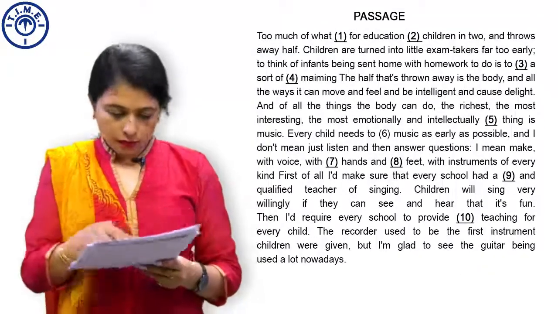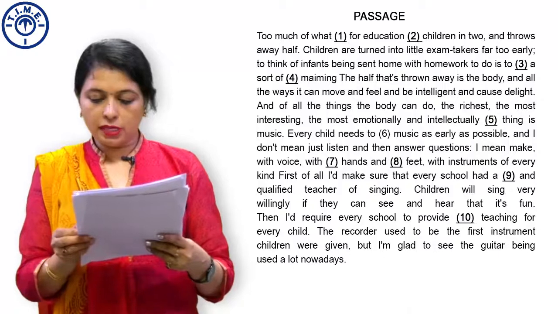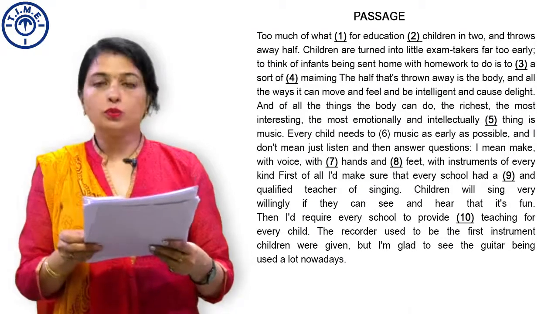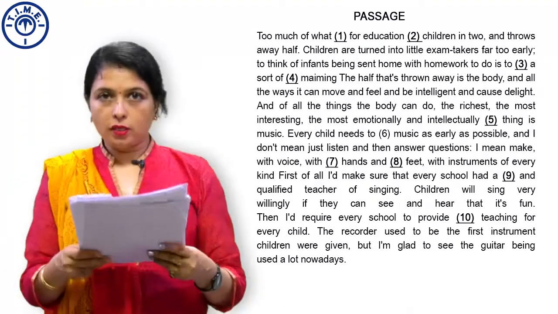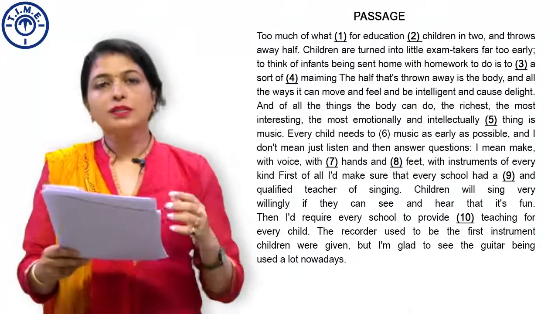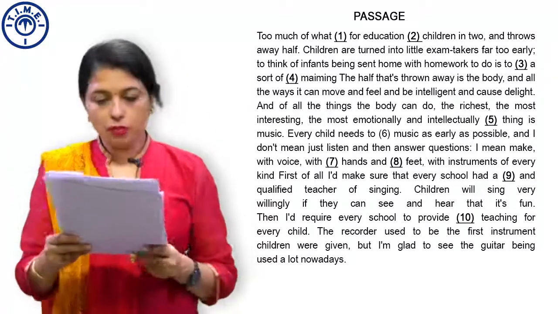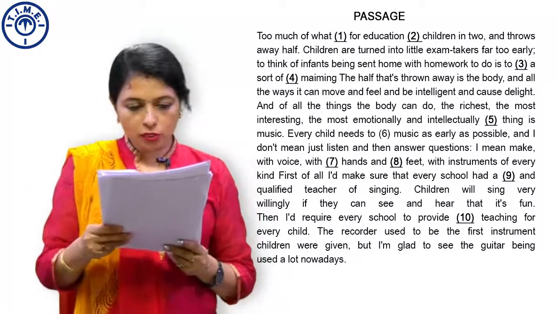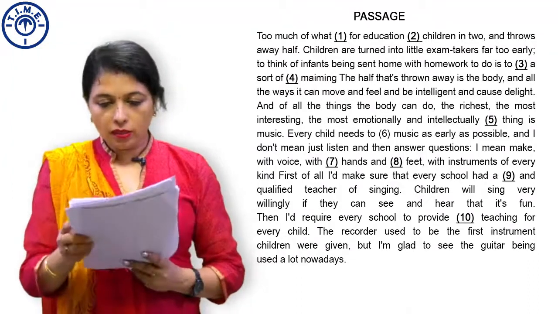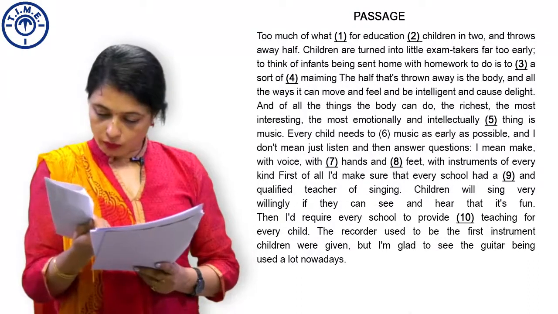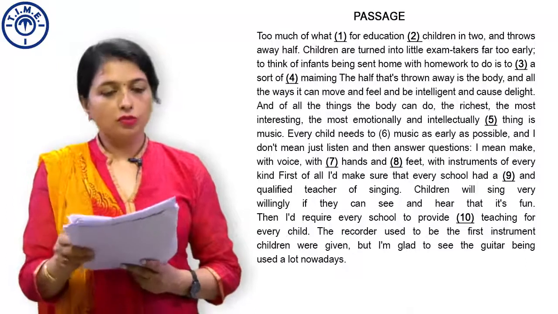The next one says, the half that's thrown away is the body and all the ways it can move and feel and to be intelligent and cause delight, and of all the things the body can do, the richest, the most interesting, the most emotionally and intellectually dash thing is music. So, in this sentence, it is a long one, the author tells us about the positives of music. The author is insisting that every child should be made to learn music, to be made to listen to music, and therefore, considering the author's mindset, we can go ahead with only the word fulfilling, because it collocates with emotionally and intellectually, both of which are positive.